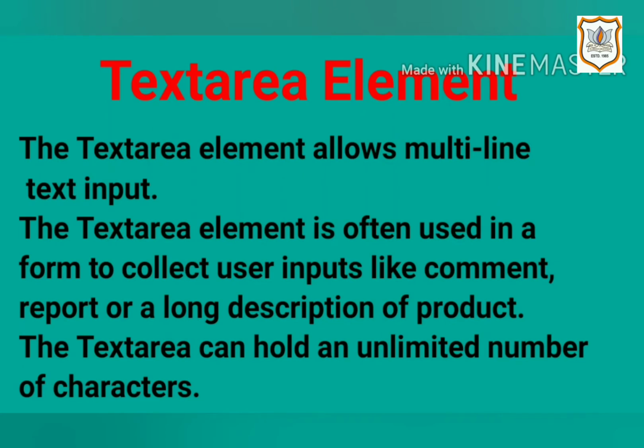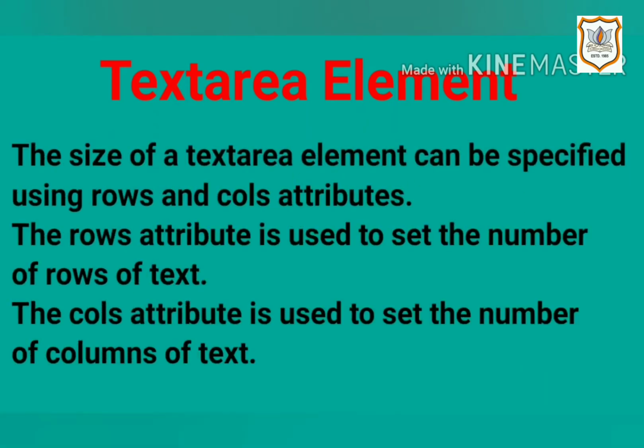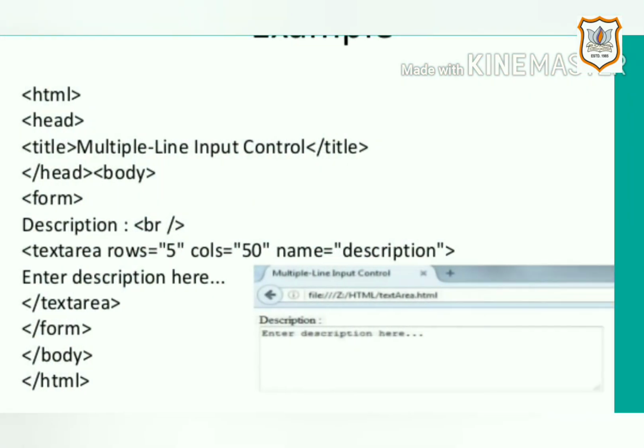of font, usually Courier. The size of a text area element can be specified using rows and cols attribute. Cols means columns. The rows attribute is used to set the number of rows of text that will be visible without scrolling up or down. The cols attribute is used to set the number of columns of text that will be visible without scrolling right or left. Let's take one example which shows how to insert text area.